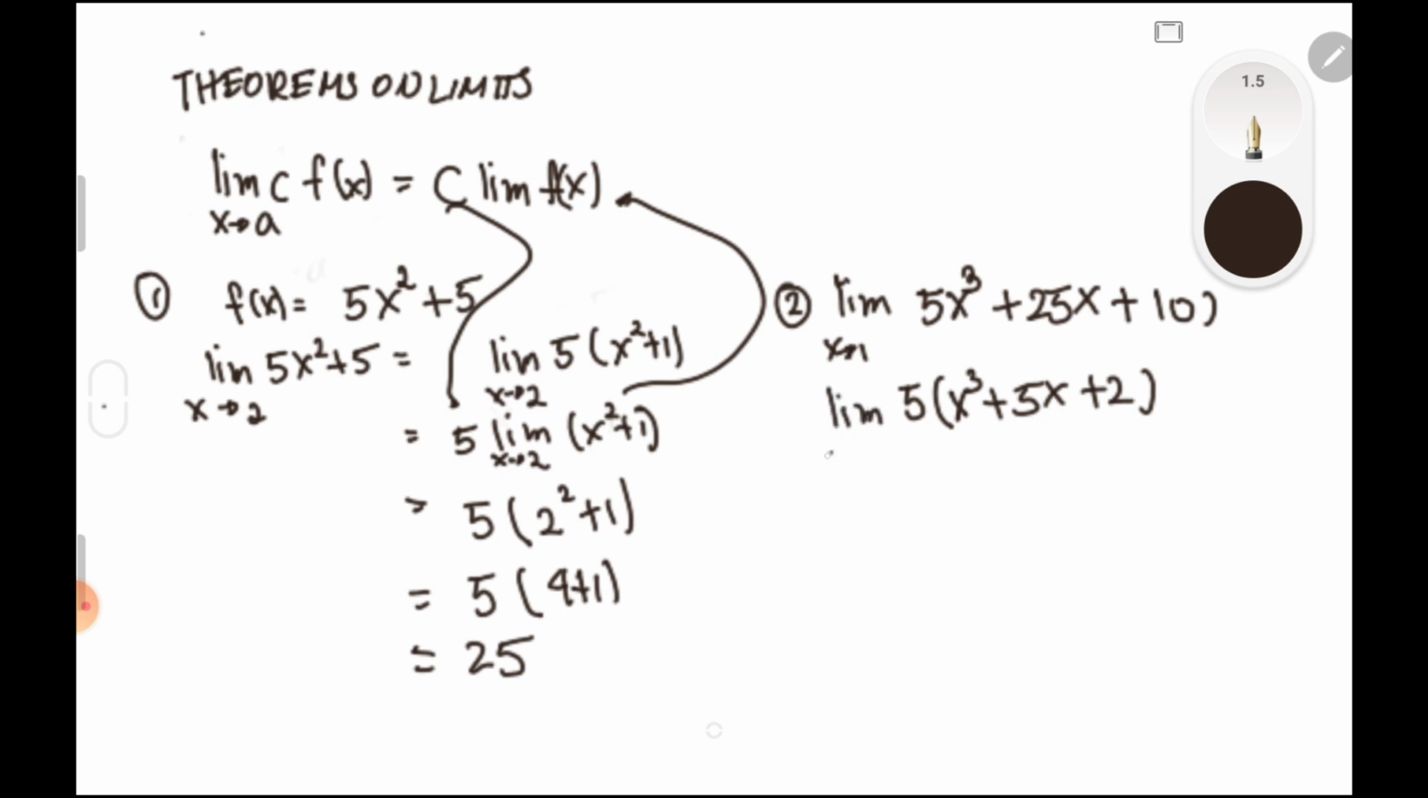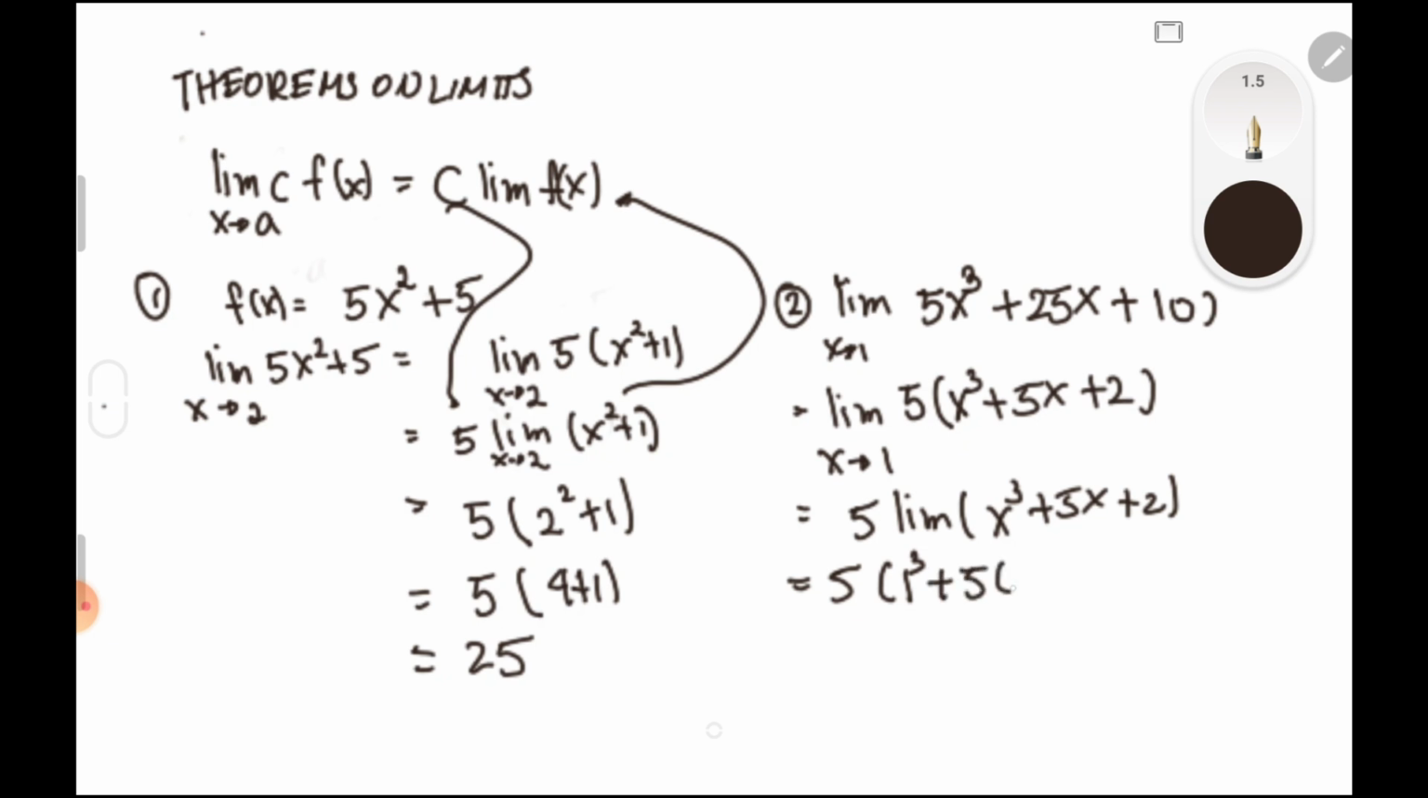So the limit as x approaches 1. Okay? So in other words, you can rewrite it into 5 multiplied by the limit of x cubed plus 5x plus 2. For further evaluation of this limit, we have 5 multiplied by 1 cubed plus 5 multiplied by 1 plus 2. So we'll have a value equal to 5 multiplied by 8. So we have 40.